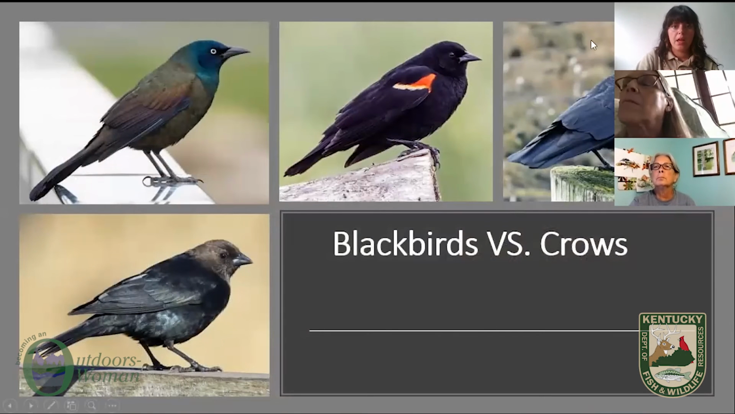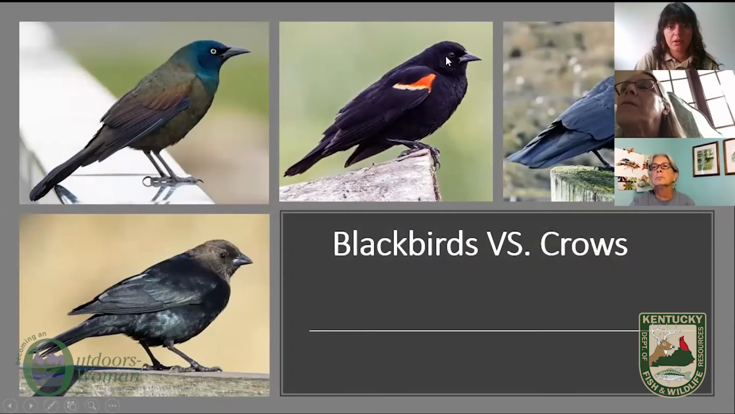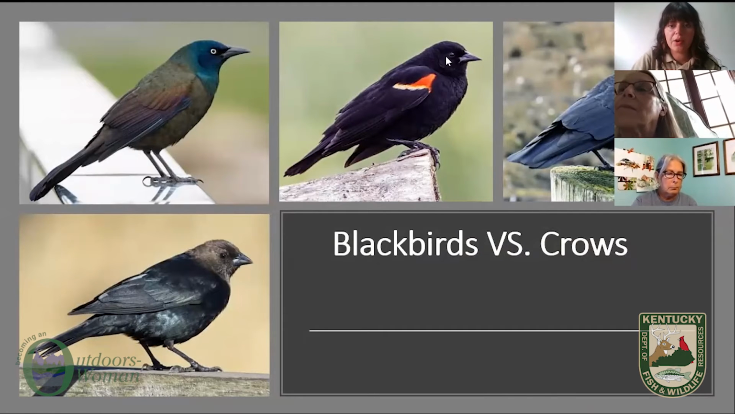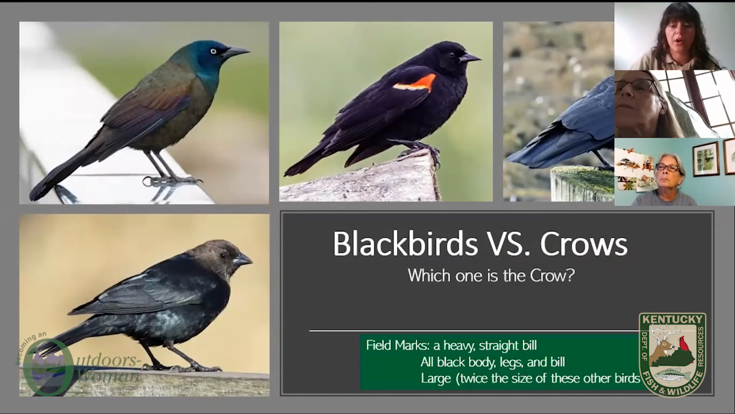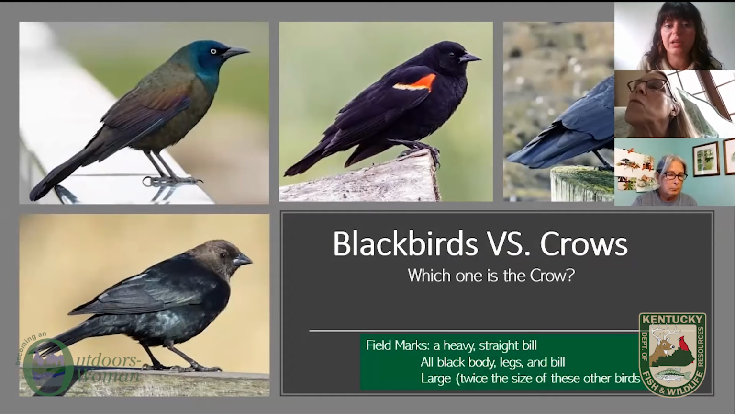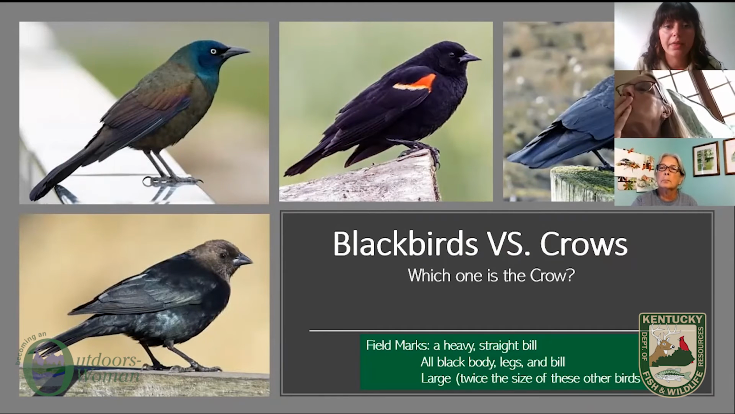Okay, so we have lots of birds that are black in Kentucky, and you just learned the one at the top left, but you may not know the other ones, and that's okay. So what we're going to do is guess which one is the crow, okay? So I put the field marks in there for you guys already. It has a heavy straight bill, and it's all black, the head, the body, the legs, the bill, all black, and it's big. This bird is going to be twice the size of your other blackbirds, so it'll be really obvious if you see it in the wild.